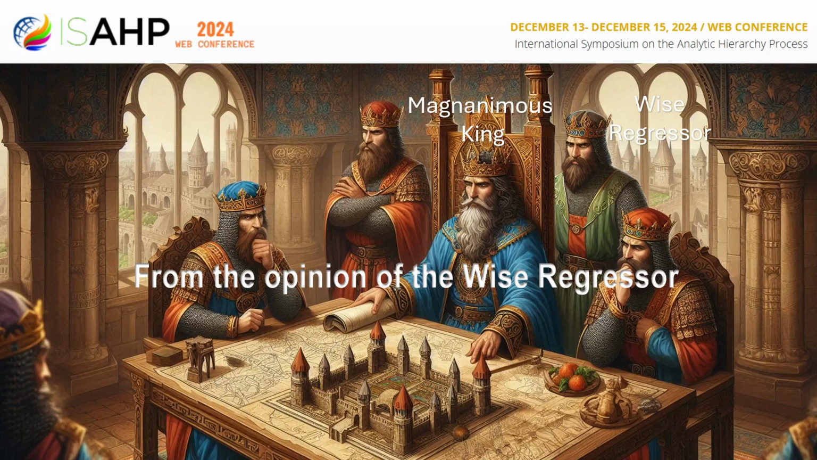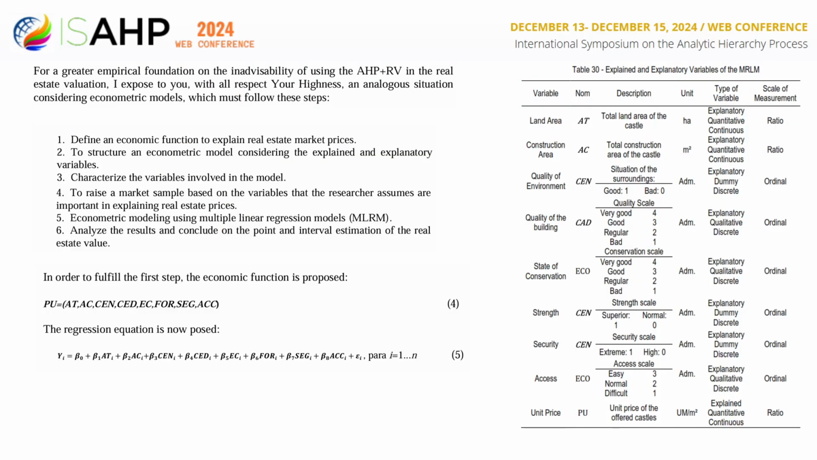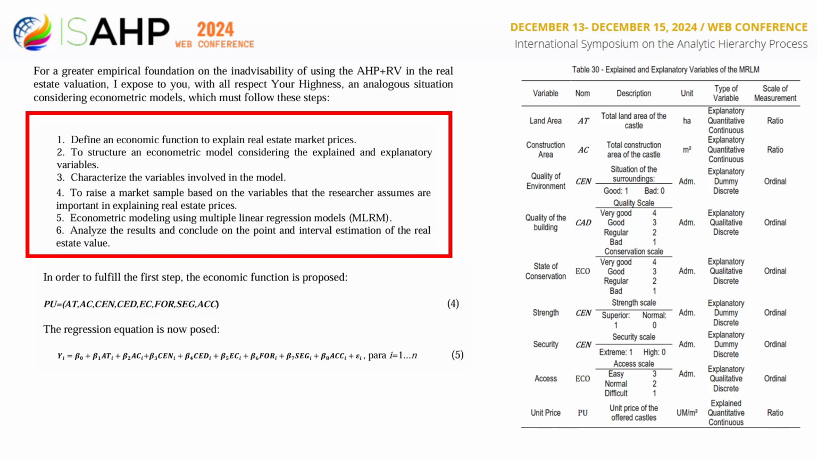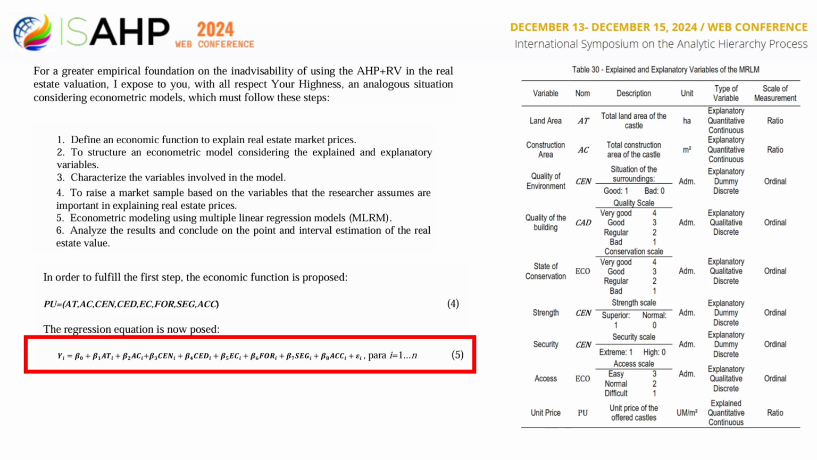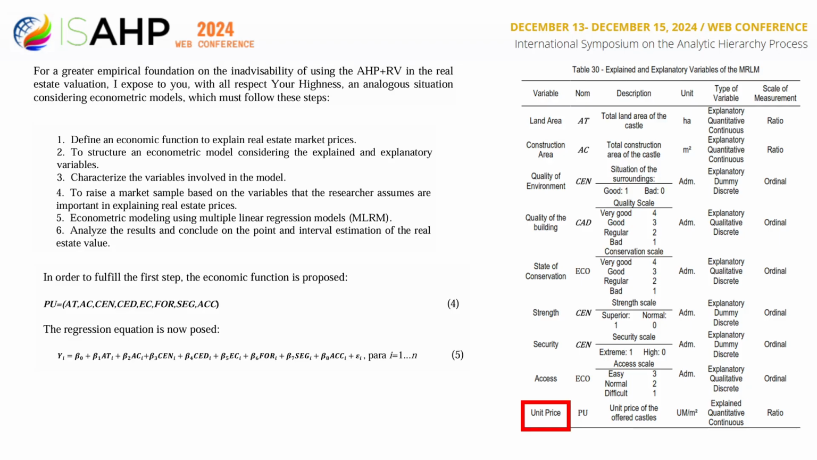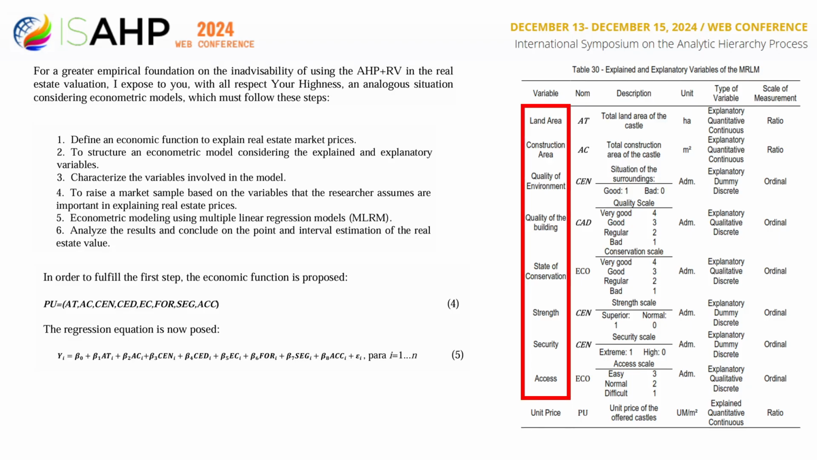in this procedure. For a greater empirical foundation on the non-convenience of using the AHP+RV in real estate valuation, I expose to you, with all due respect, Your Highness, an analogous situation considering econometric models, which must follow this procedure until reaching the economic model, and consequently, the econometric one. To generate the database, the table is presented with the identification of the explained variable, unit price, and the explanatory variables, considering all the variables of cases 1 and 2 already mentioned by the wise analytical and the land and construction areas of each comparable.